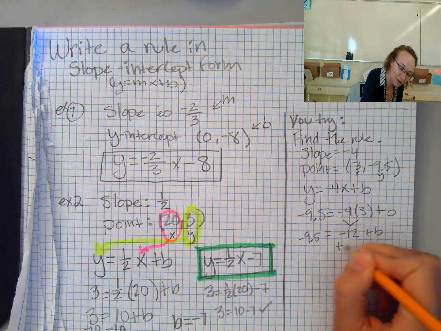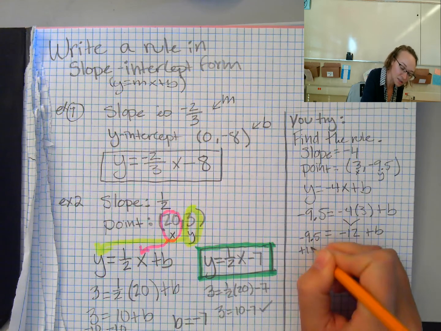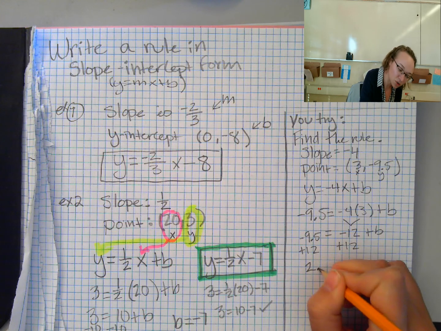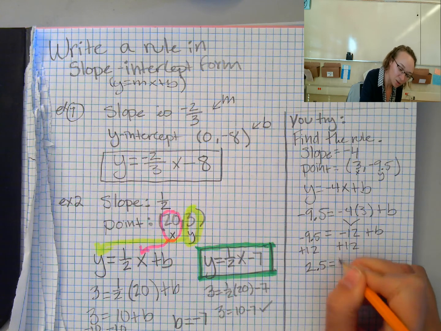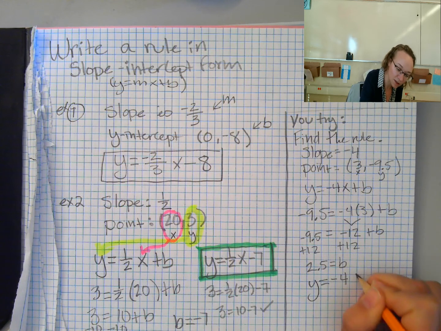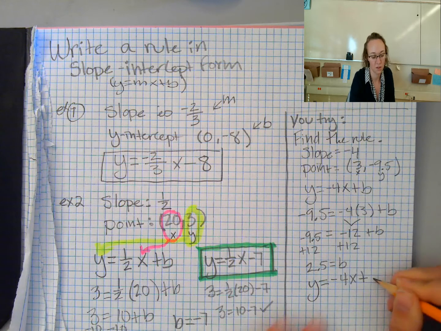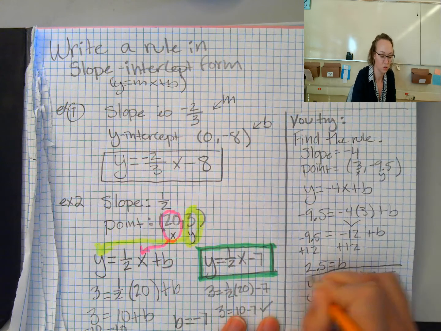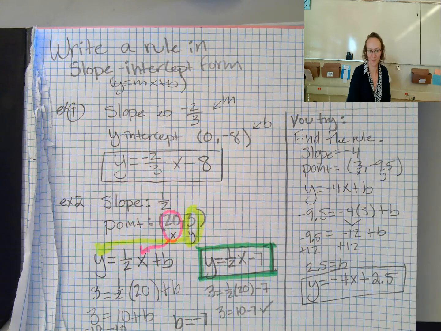I'll add 12 to both sides. So that would be a positive 2.5 = b. So y = -4x + 2.5. Hopefully that's what you got. All right, now let's try it where you have 2 points instead and no slope.